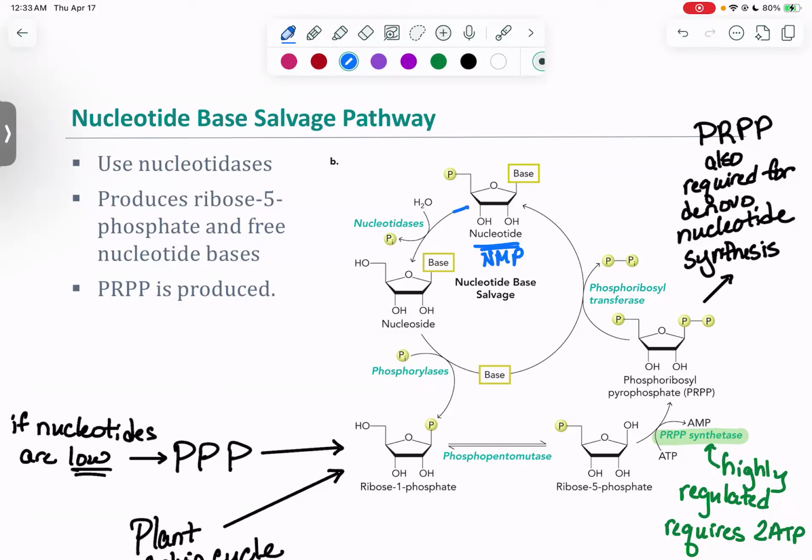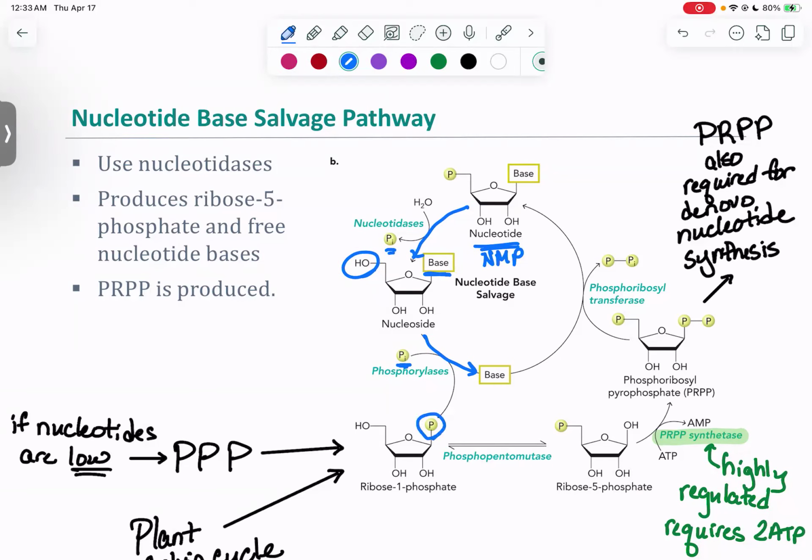So the first step is to go through a nucleotidase. The nucleotidase removes the phosphate group from the sugar. So in place of where you had a phosphate group, you now just have a hydroxyl. And so once we have that structure, which we now call a nucleoside, because it's just the sugar and the base, now we go through phosphorylases where the base is replaced by a phosphate group.